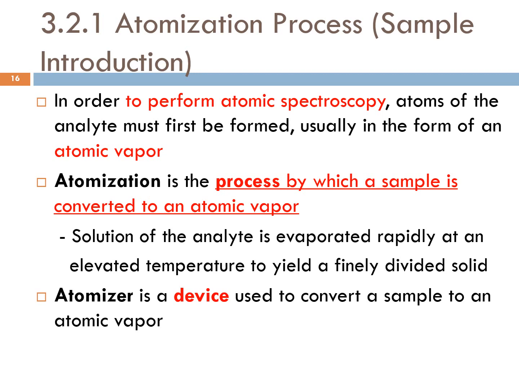So, this dalam atomic spectroscopy, atoms of the analyte must first be formed, usually in the form of an atomic vapor. So atomization is a process by which a sample is converted to atomic vapor. Macam mana? Okay, macam mana nak atomize tu? The solution of the analyte is evaporated rapidly at an elevated temperature to yield a finely divided solid. So device yang kita guna untuk convert sample to atomic vapor is atomizer.